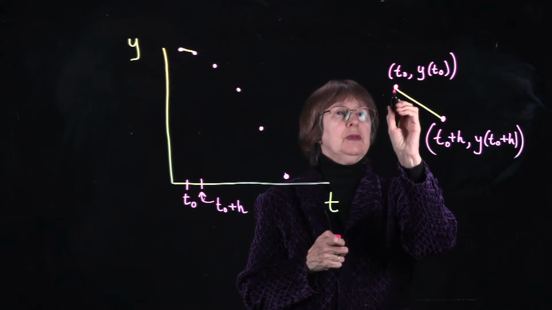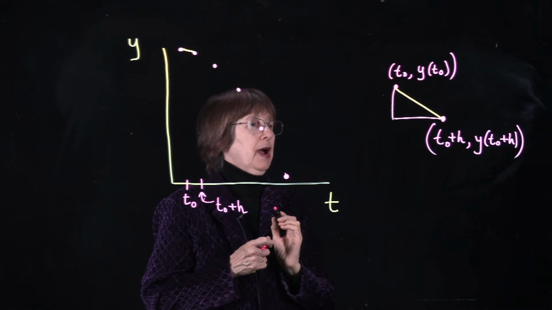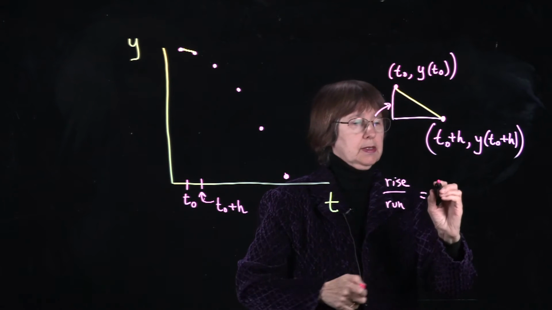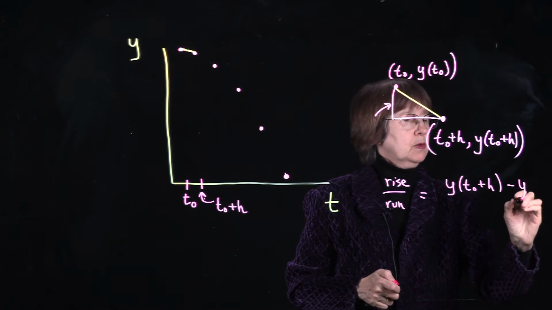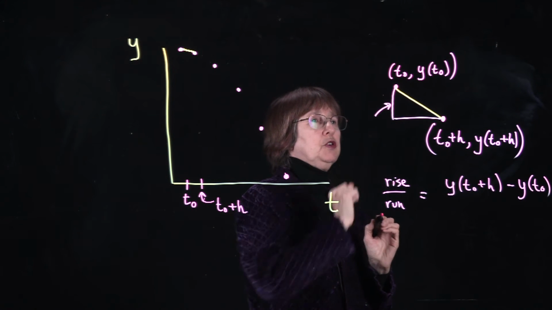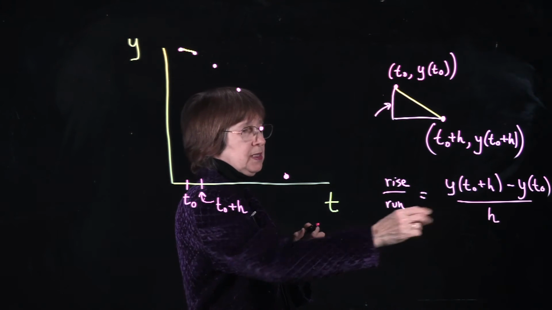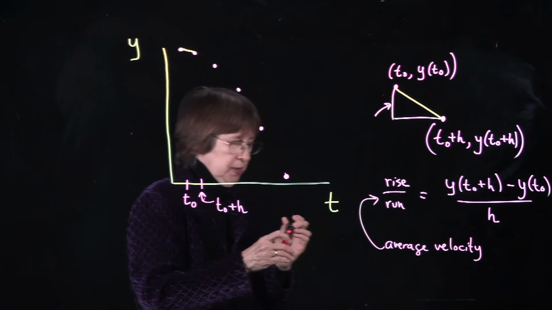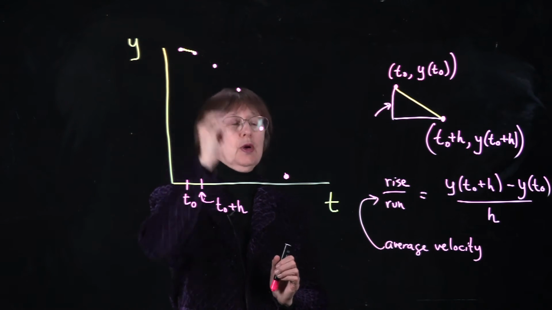Well, the slope is simply the ratio of the rise over the run in that graph. The rise is going to be the difference of the two y coordinates. That's going to be y at t0 plus h minus y at t0. The run is going to be the difference of the two x coordinates, and that's clearly h. And this is precisely what we mean when we say average velocity. So the average velocity is a kind of slope. It's a slope between 2 points on the graph.